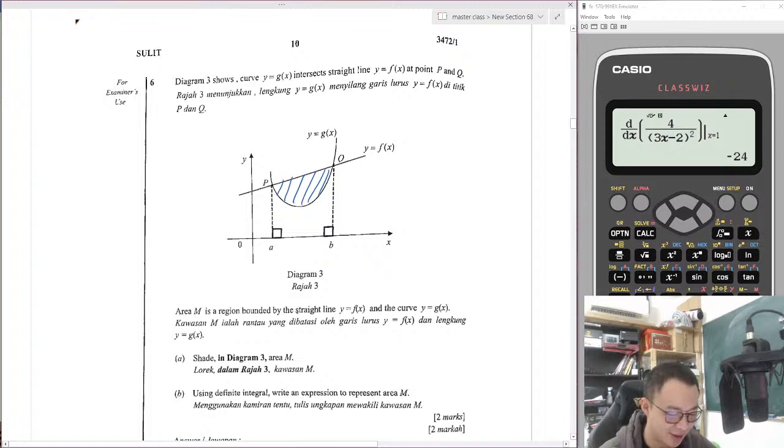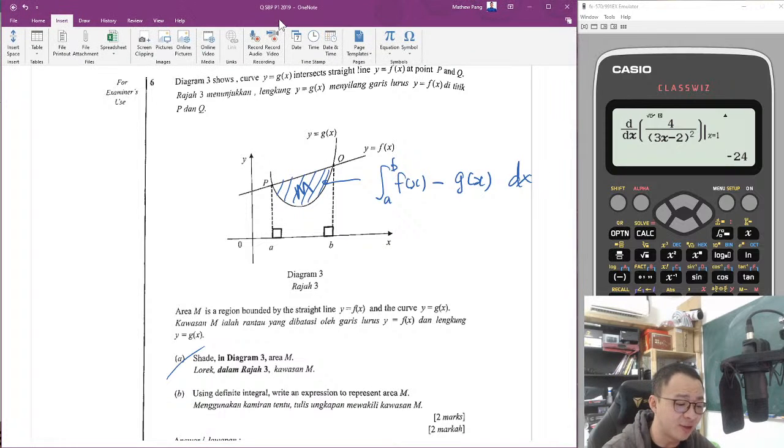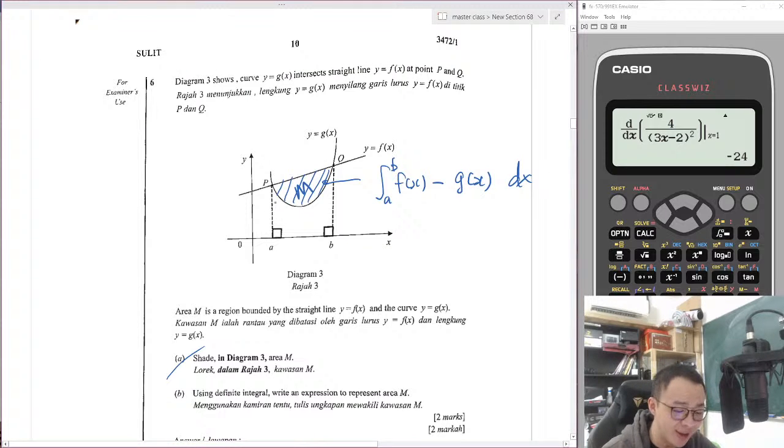They asked me to shade the area M. Maybe I can write an M here to represent, okay, this is the area I want. Then they ask you to use a definite integral to write an expression to represent this area. If you do integration, how are you going to find the area of the shaded region here? It's quite straightforward. I will integrate the straight line f(x) from a to b, minus the integral of the curve g(x), and of course I need to write dx here. Because if I integrate g(x), I'm actually getting the area under the curve.